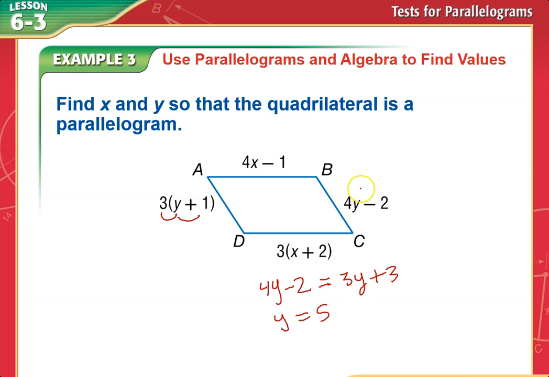Same thing goes with the x, right? We have 4x minus 1 should equal 3x plus 6. Add 1 to both sides, subtract 3x from both sides. We should have x is equal to 7.